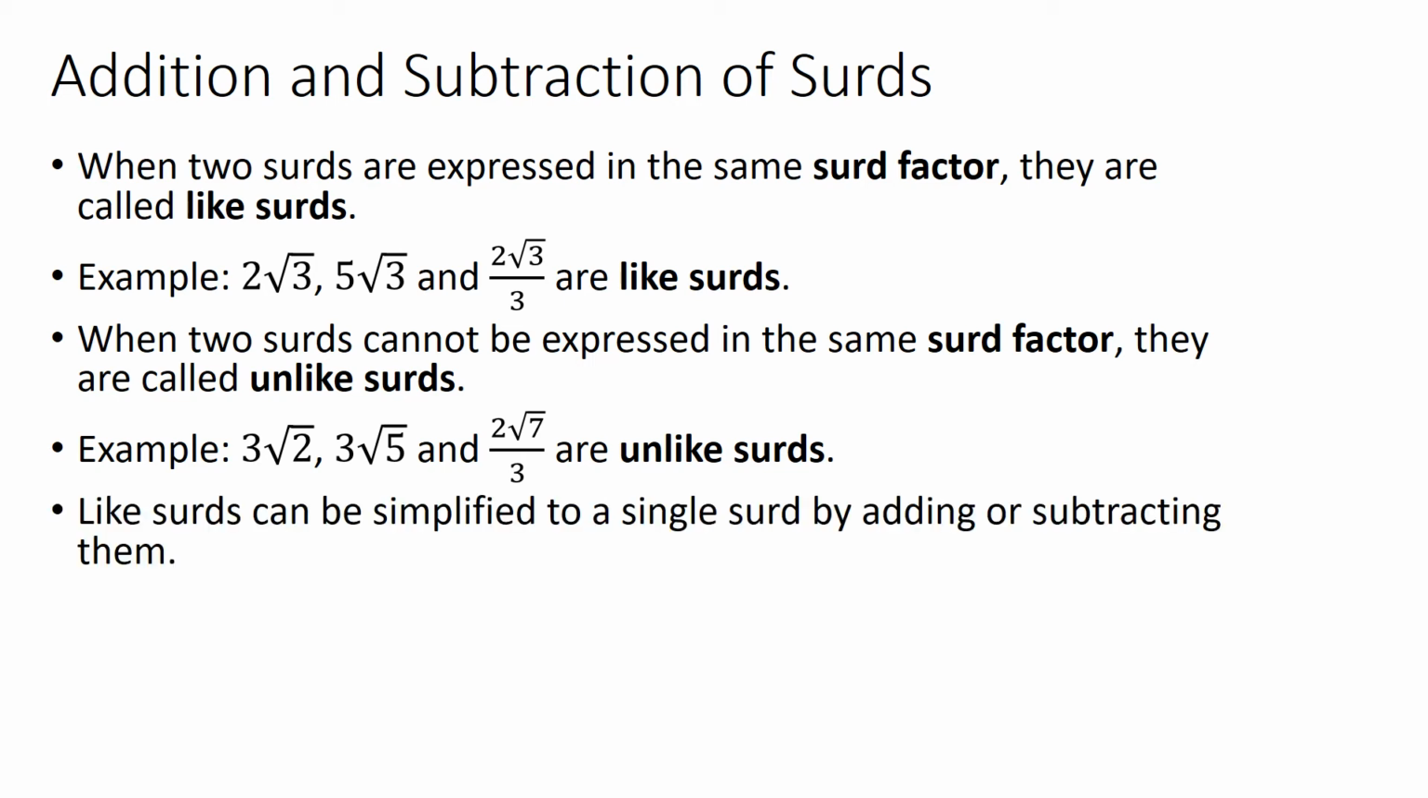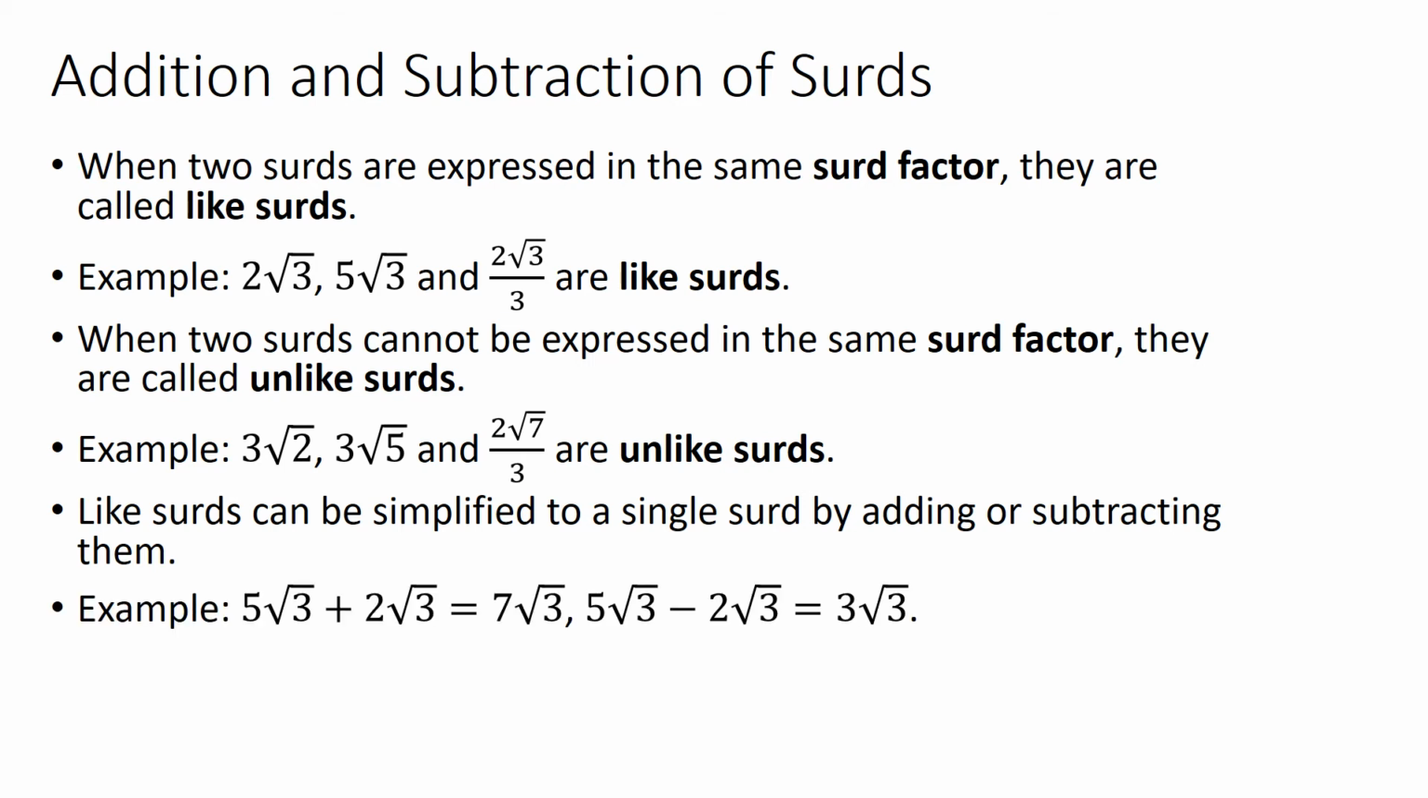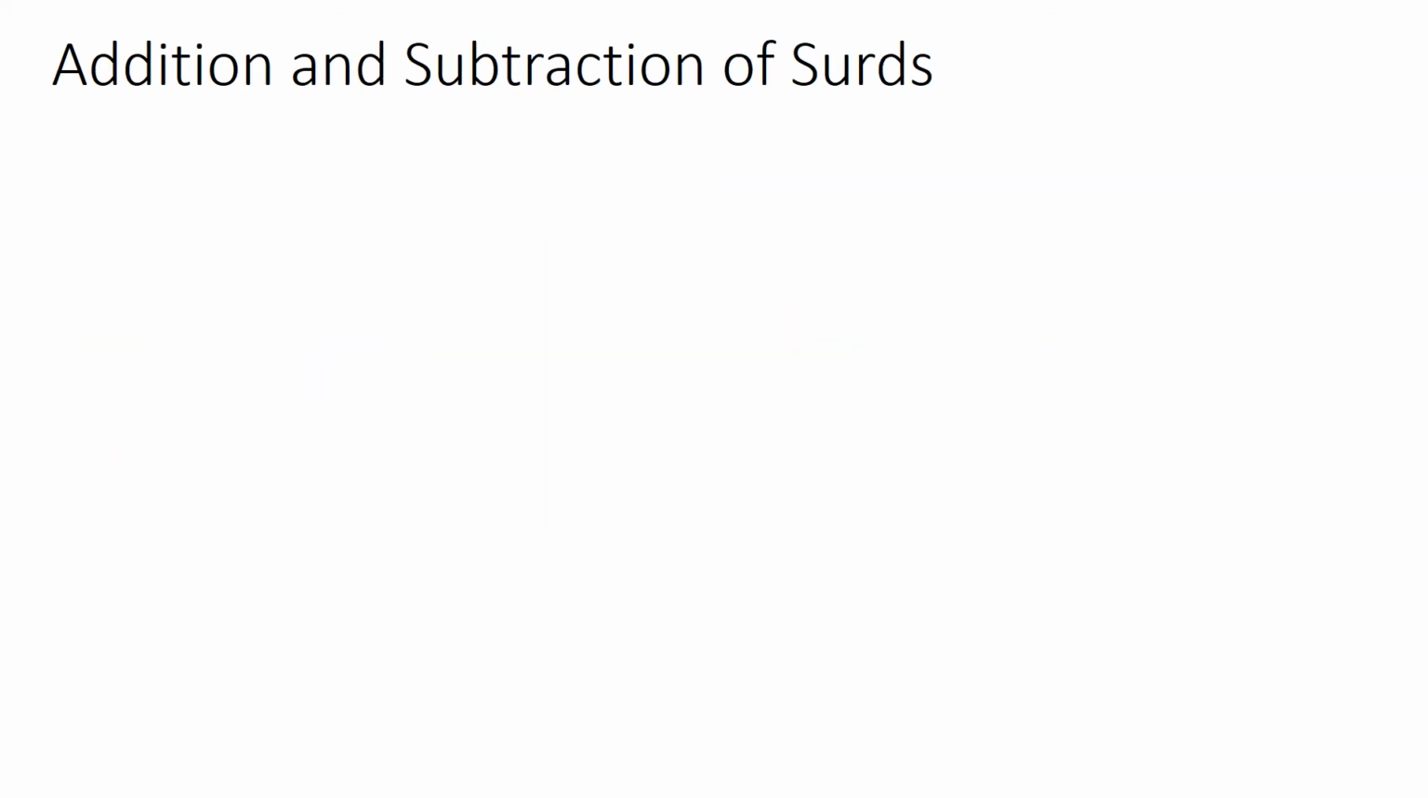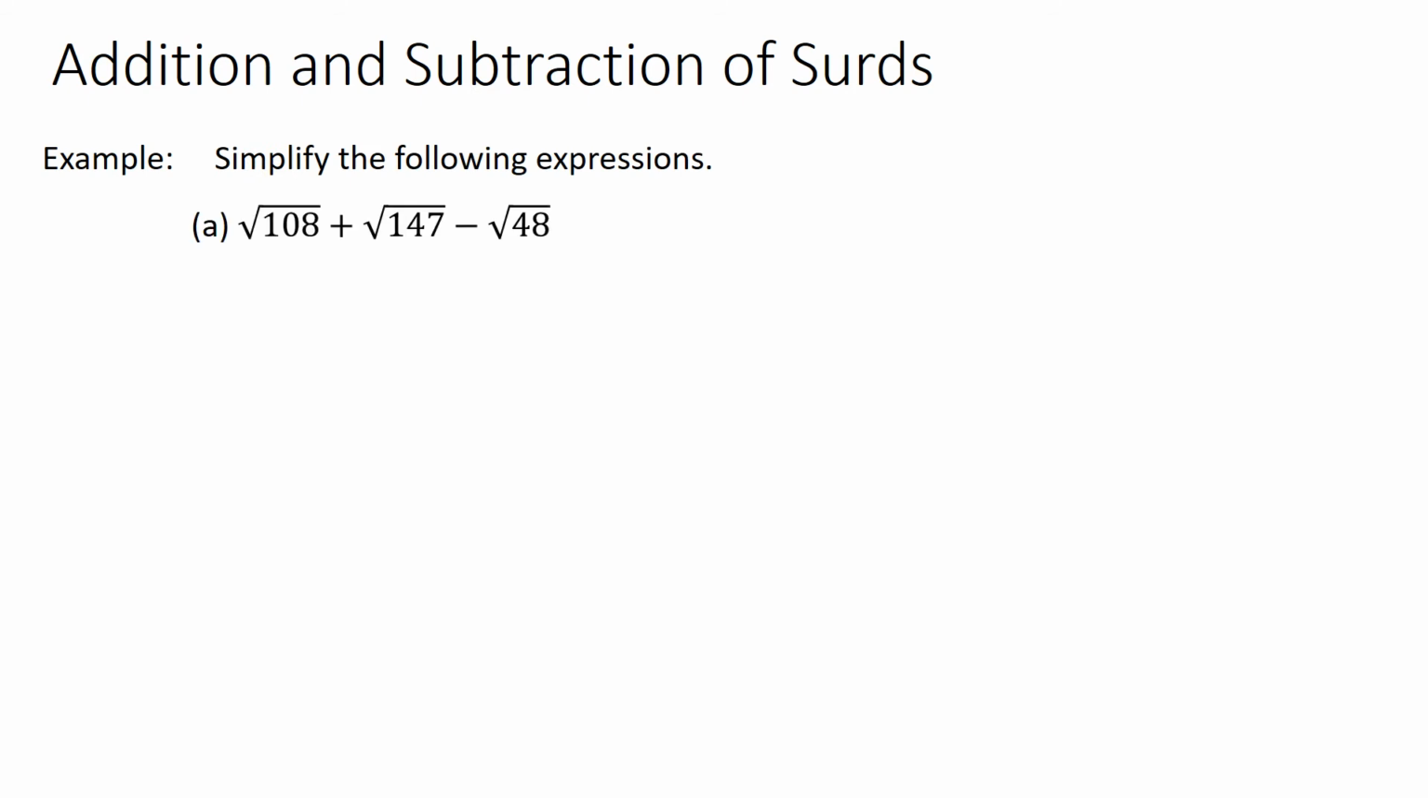Like surds can be simplified to a single surd by adding or subtracting them. Examples are 5 surd 3 plus 2 surd 3 equals 7 surd 3. 5 surd 3 minus 2 surd 3 equals 3 surd 3. Now let's look at one example that we can apply addition and subtraction of surds. Simplify the following expressions. A. Surd 108 plus surd 147 minus surd 48. B. Surd 150 minus surd 112 plus surd 252.